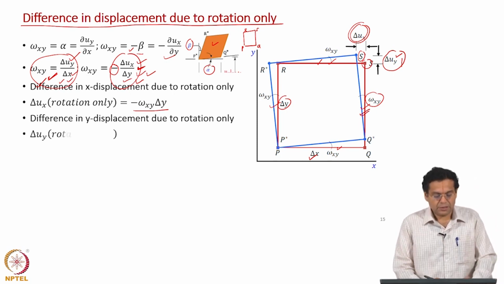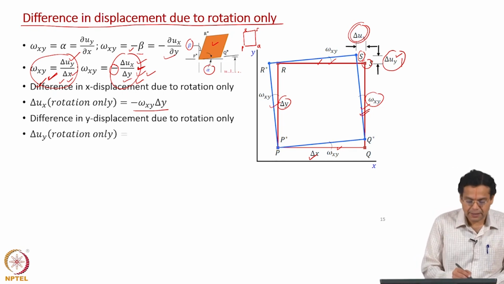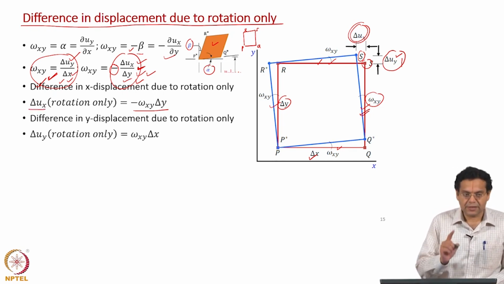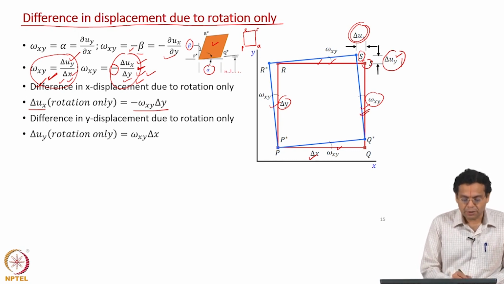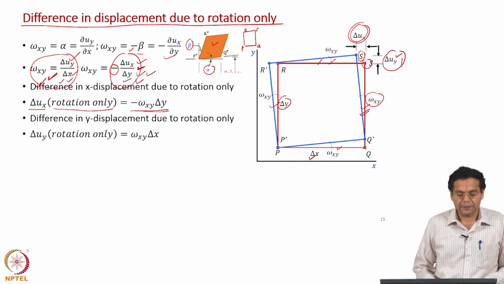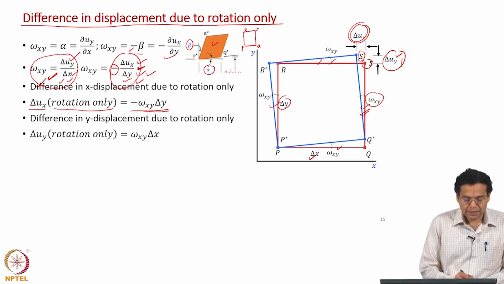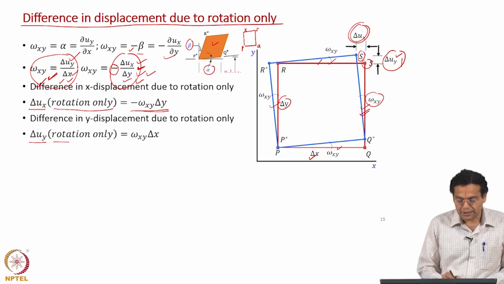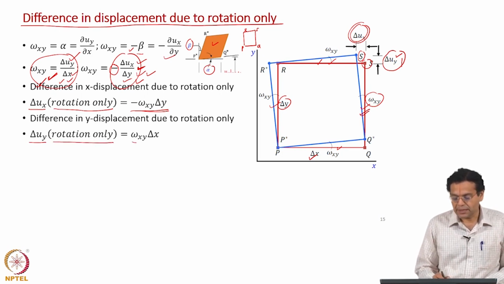Let us use the first equation and write expression for difference in y displacement due to rotation only. So, as usual, the nomenclature has been made very clear. The first says delta ux, difference in x displacement due to rotation only, is equal to minus omega xy delta y. Second equation is difference in y displacement due to rotation only, written as omega xy delta x.